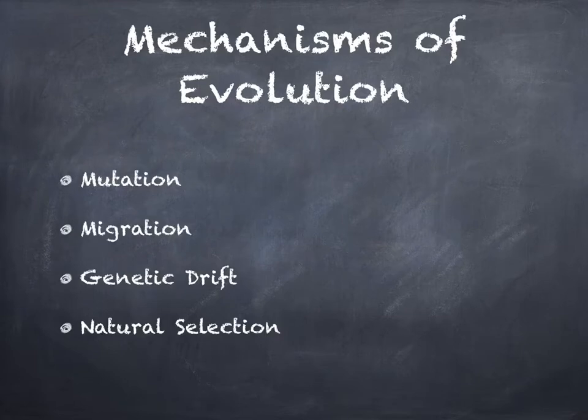Over the next few videos, we're going to consider a small number of factors that contribute to evolution, and these are mutation, migration, genetic drift, and natural selection. We'll take a quick look at what each of these factors involves, but the next 4 videos will explore each of them in detail.